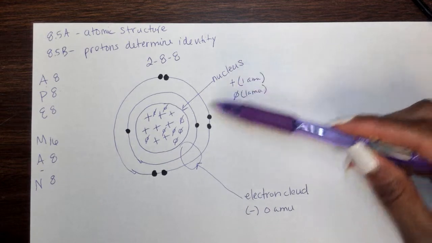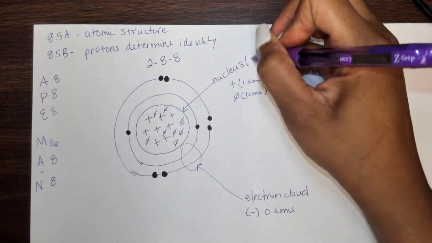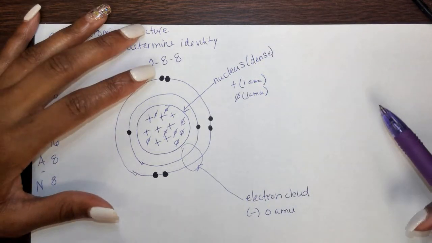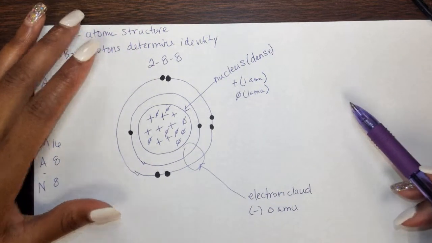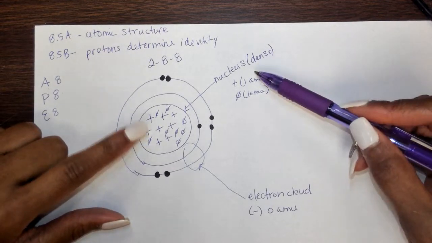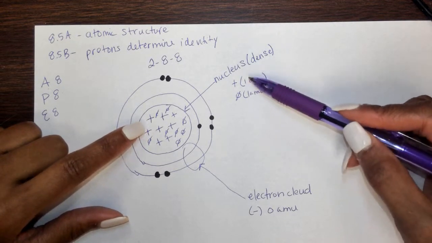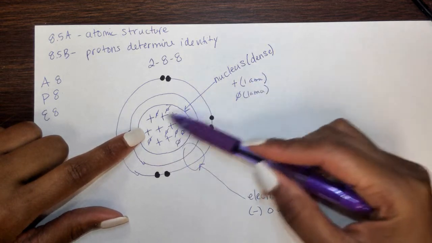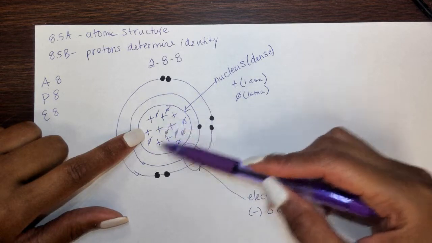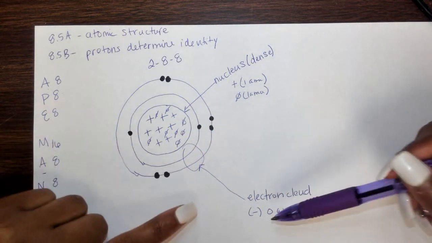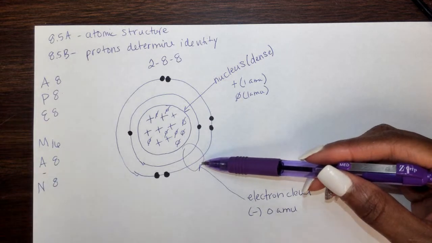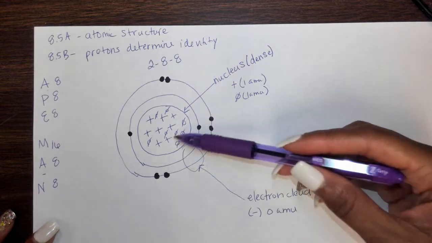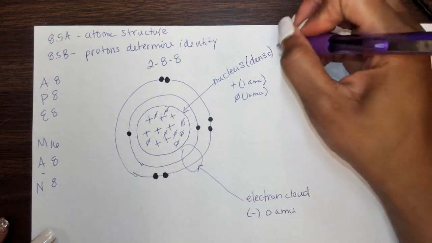We have a nucleus that is dense. I'm going to put dense right here because you have to know that the nucleus is more dense. Density is based upon how much space it takes up. So this right here has 1 atomic mass unit and 1 atomic mass unit here total, depending upon how many protons and neutrons you have. The electron cloud doesn't have any mass. Alright, so of course it's not going to be more dense than the nucleus. The nucleus has more mass.